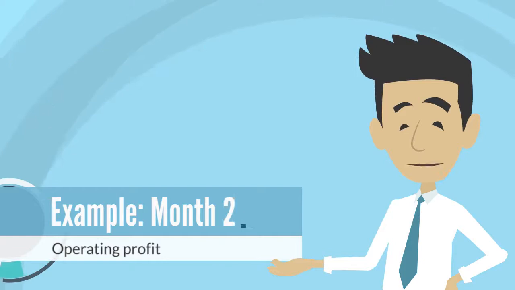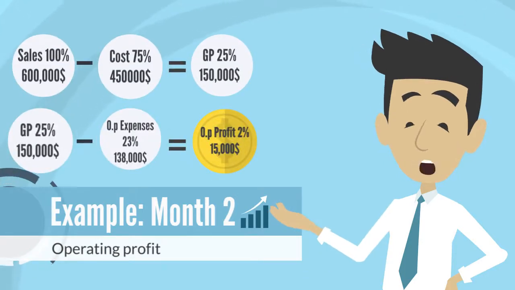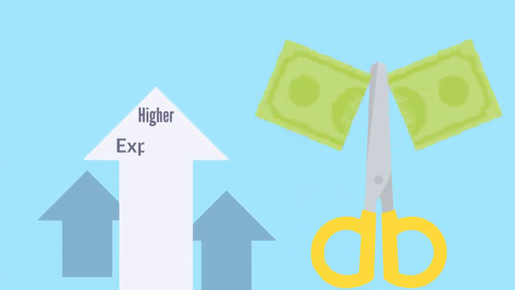Let's say next month sales increase, but our operating profit goes down. If you look at the operating expenses, notice they've gone up too. Higher expenses means profits get cut. The lesson? Lower expenses to raise profits.